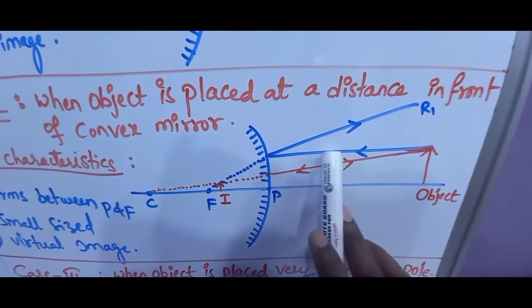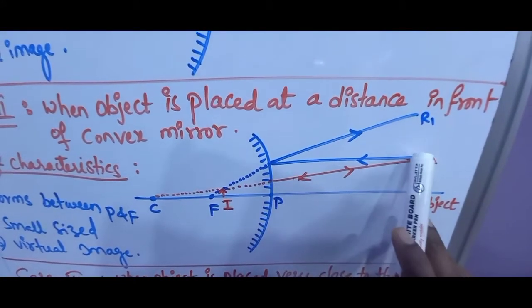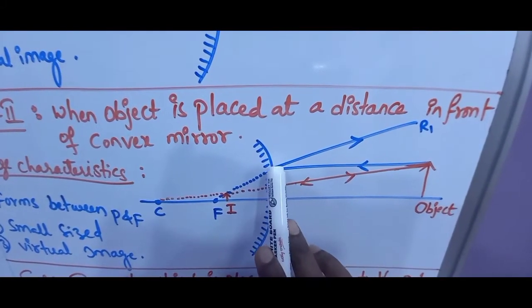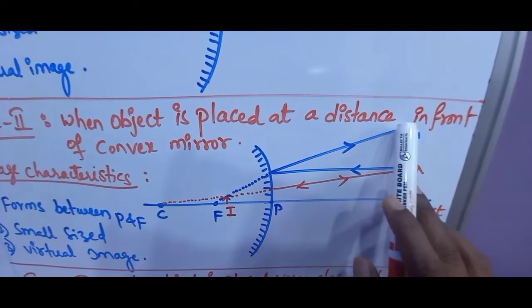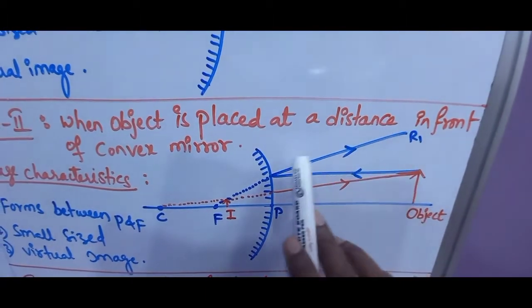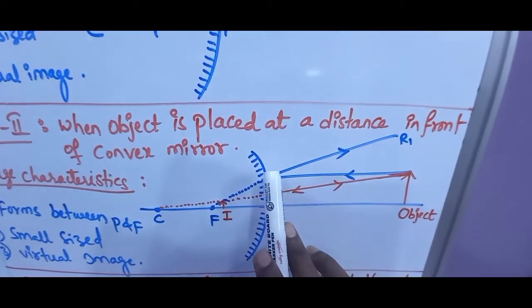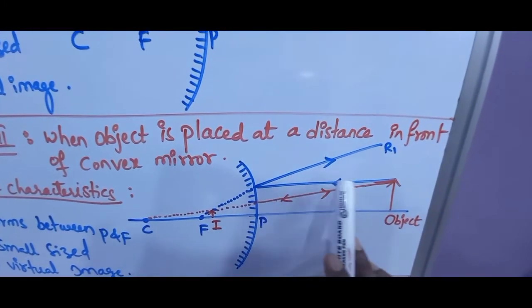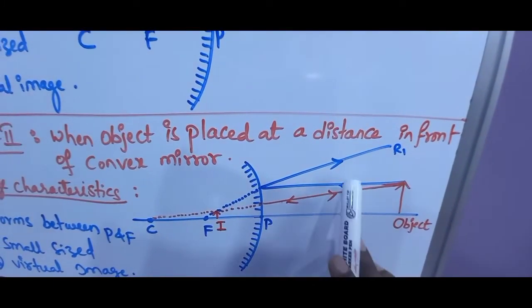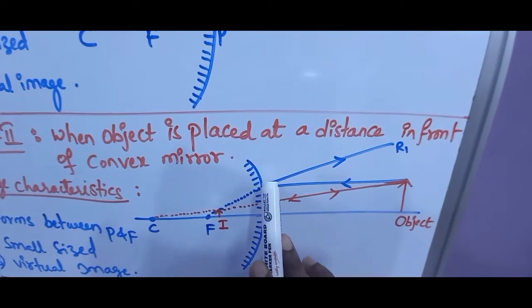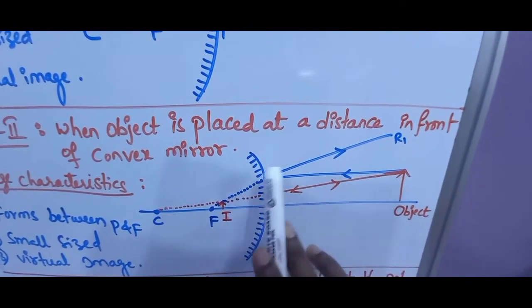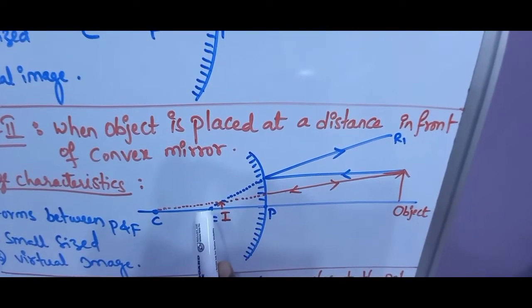For the first incident ray, I have used a blue line. This is the first incident ray which is passing parallel to the principal axis, and therefore after reflection, it will reflect as if it started from the focal point when it is extended backwards. When the incident ray goes parallel to the principal axis, its reflected ray, if extended backwards, will appear as if it is coming from the focal point.